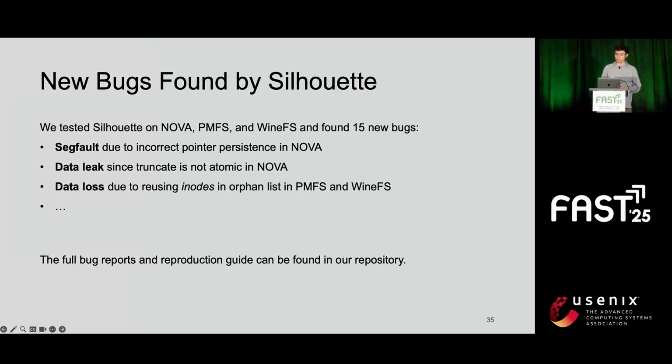We tested these 3 PM file systems and found 15 new bugs. For example, in Nova, an incorrect pointer persistence causes a segmentation fault. Another bug in Nova causes data leaks since the truncate function is not atomic. And there is data loss in PMFS and WineFS due to reusing inodes in the orphan list. The full details of the bug reports and reproduction steps are in our repository.